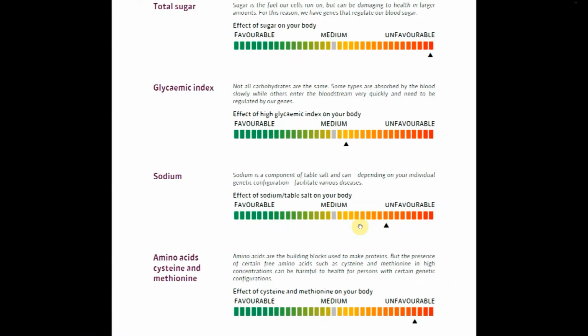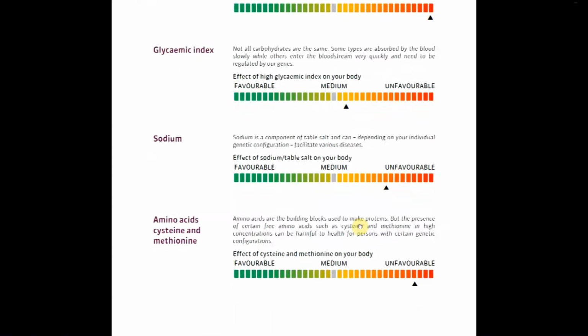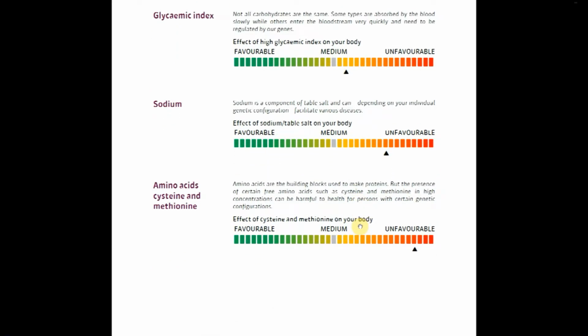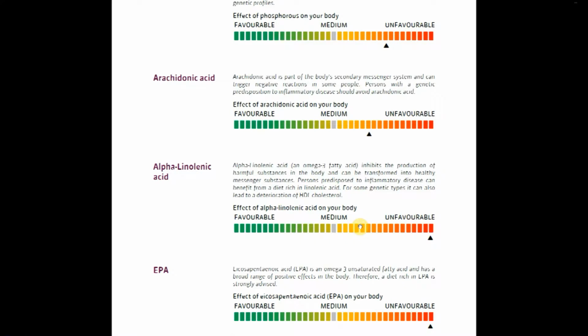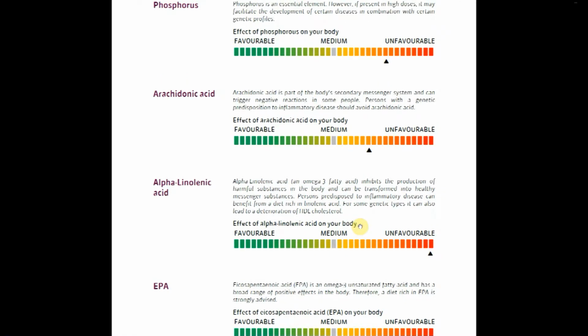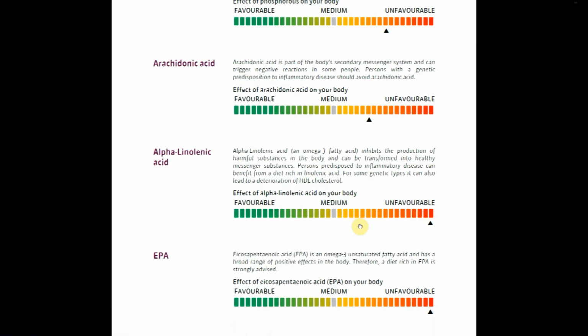For some people it's normal, for others it's very unhealthy. The amino acids cysteine and methionine, in this case, are very unfavorable, might be different again in your case. Then phosphorus, which is in chocolate and in meat products, sausages and so on, is moderately unfavorable. Arachidonic acid, this is something in animal products. It increases the inflammation response of the body, is moderately bad. It might be very bad for you or normal.